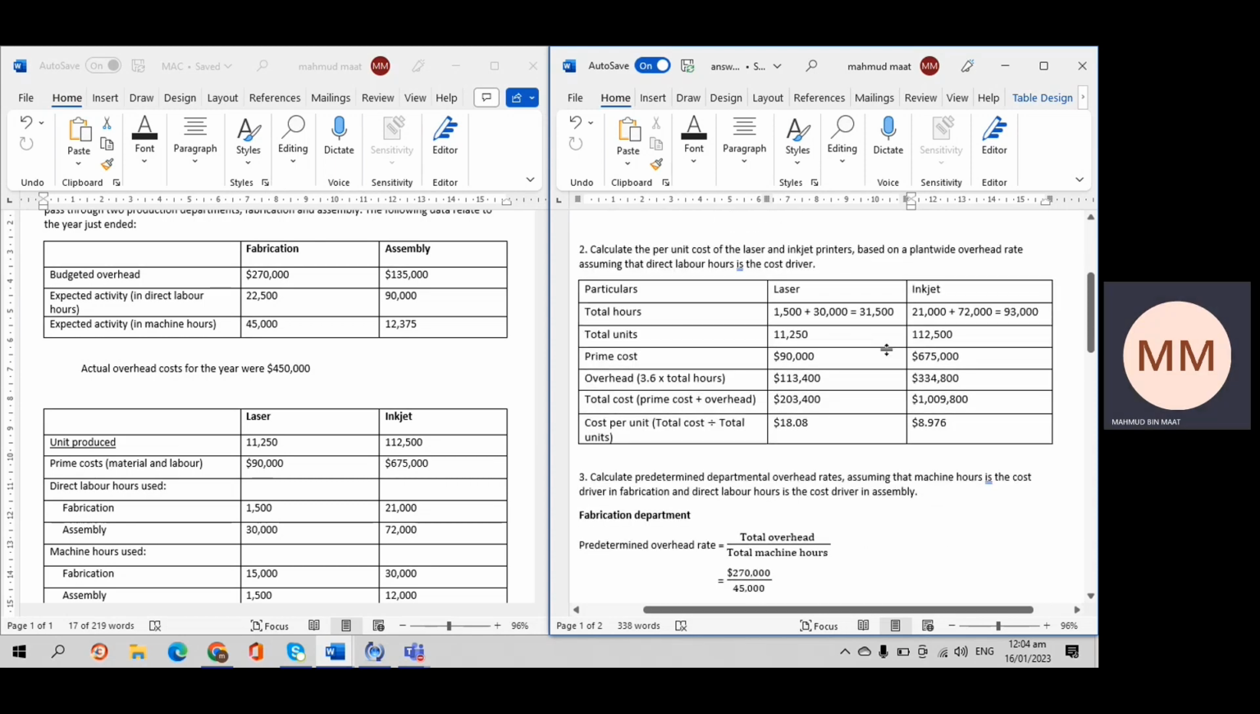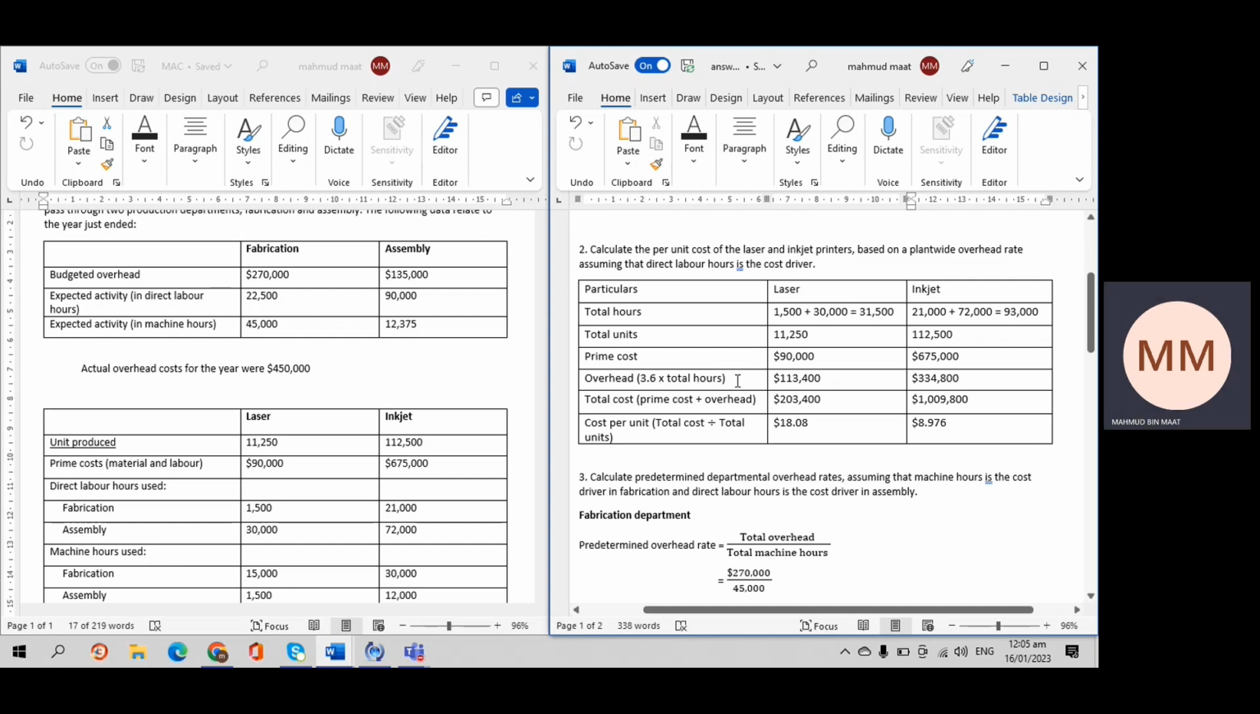Calculate the per unit cost of the laser and inkjet printers based on a plant-wide overhead rate, assuming that direct labor hours is the cost driver. So in this question, we need to highlight direct labor hours is the cost driver. Firstly, we calculate for the laser. So total hours, 1,500 plus the 30,000 we get from here. So the total is 31,500. Total units 11,250 we get from here. Prime cost 90,000 we get from here. Together with the overhead cost rate of 3.6 we get from the previous answer.